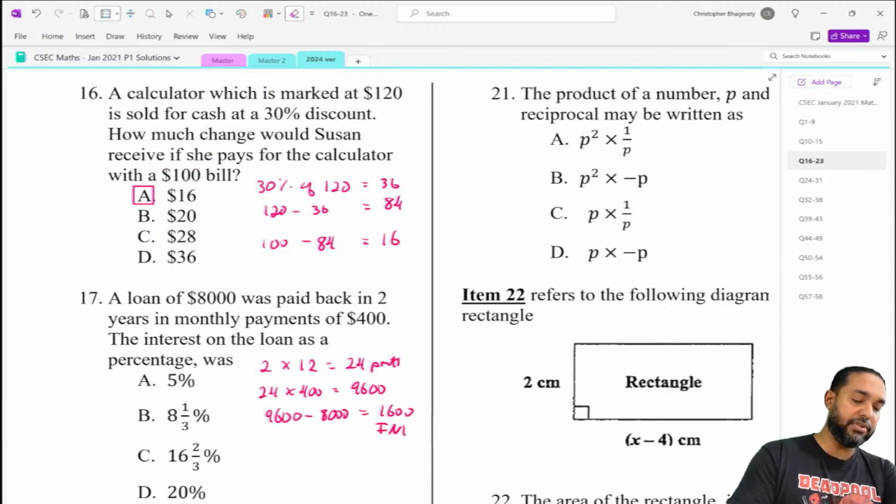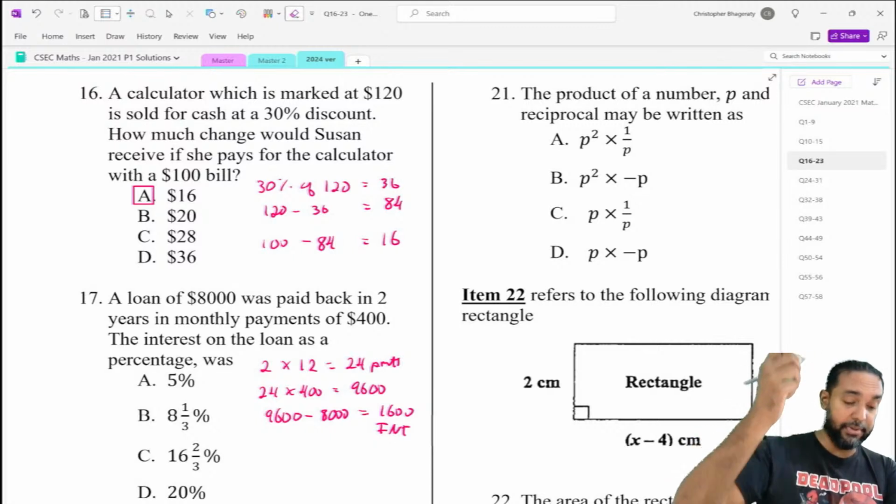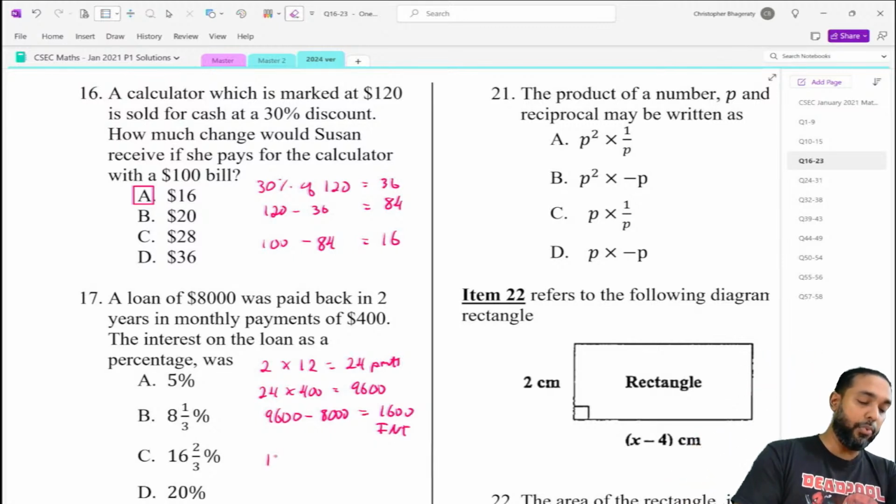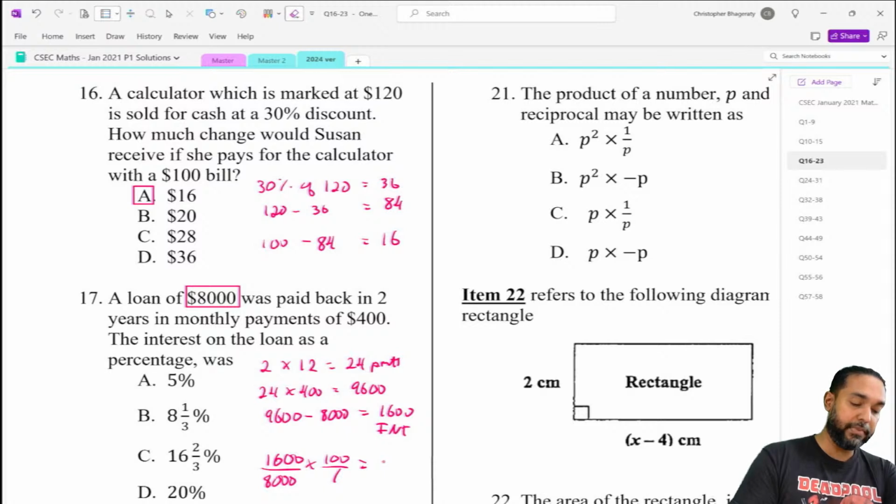That is the interest. So the excess you pay back, or the surplus you pay back, is the interest. And they want the interest now as a percentage of what you borrowed. The interest is always as a percentage of what you borrowed, the principal. And 1,600 over 8,000 will give us 1/5. And 1/5 as a percent is 20%.